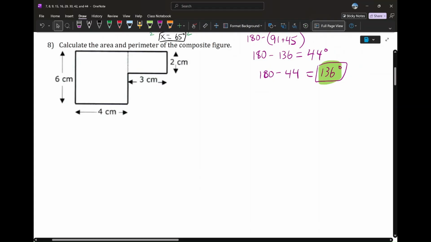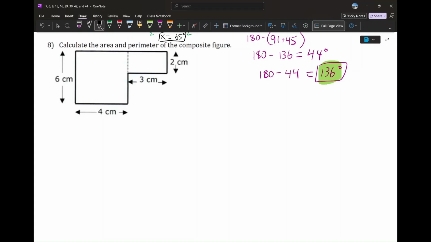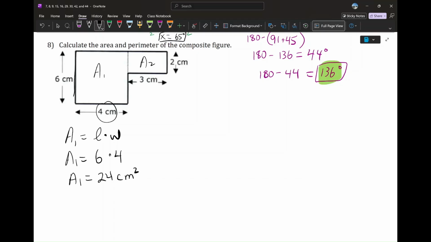Question 8, it says calculate the area and perimeter of this shape. Well, let's break this into two parts. Call this A1 and we'll call this A2. So find the area of 1. It's going to be length times width. The length is 6 and the width is 4. So the area of 1 is going to be 24 square centimeters.